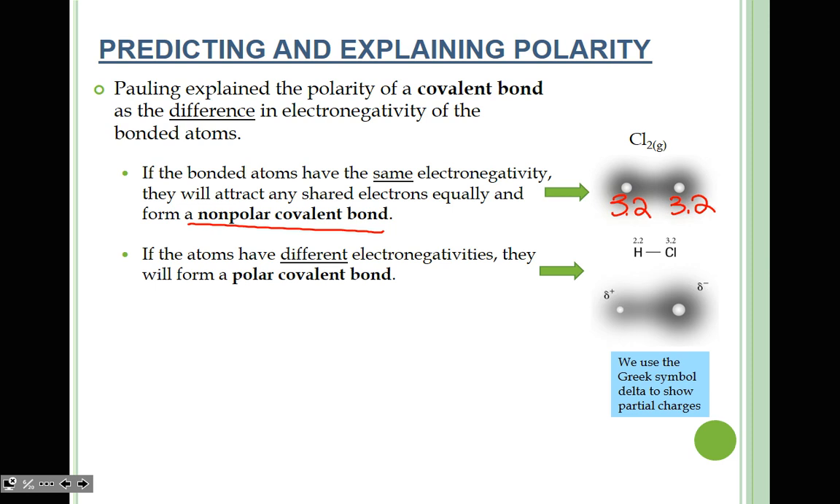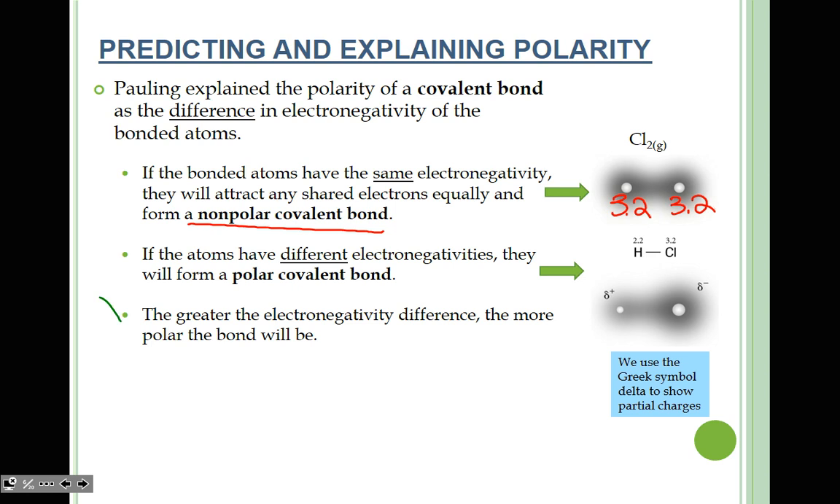If the atoms have different electronegativities, or different EN numbers, they will form a polar covalent bond. Polar means one side is more negative. The greater the electronegativity difference, the more polar the bond will be. That is very important. This is so important, kiddos. Let's let this sit with us for a minute. The greater the electronegativity difference, so that's the difference between EN numbers, the more polar the bond will be.